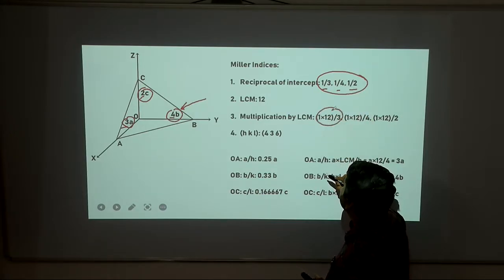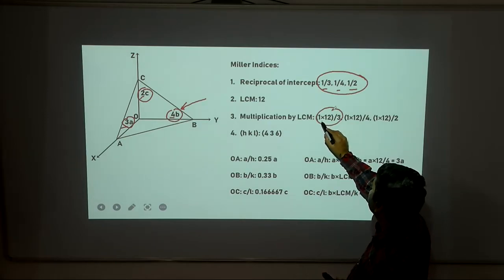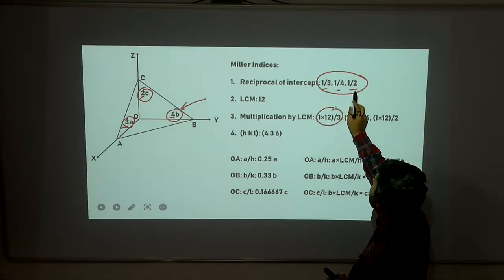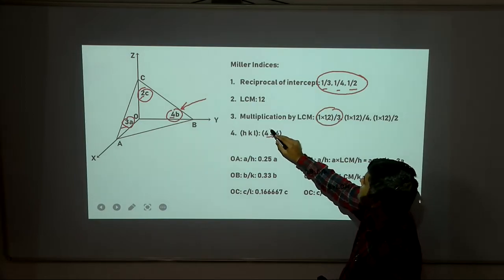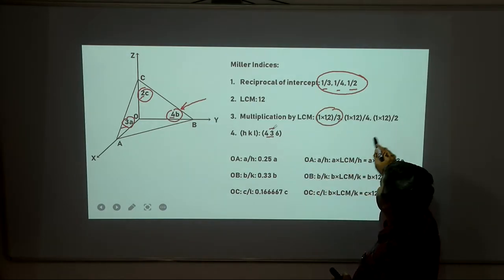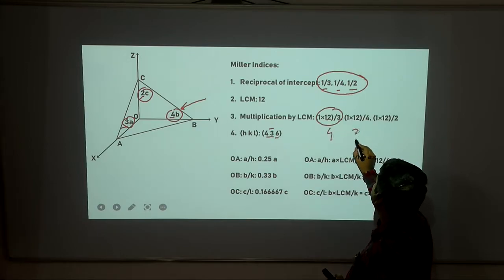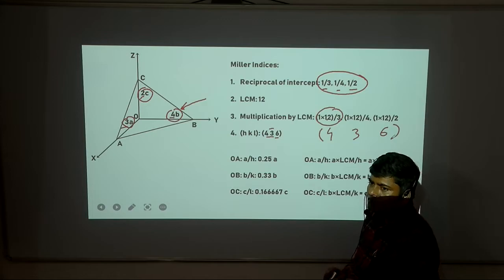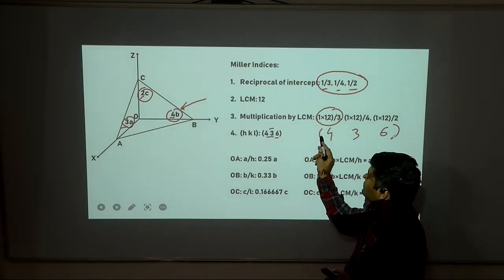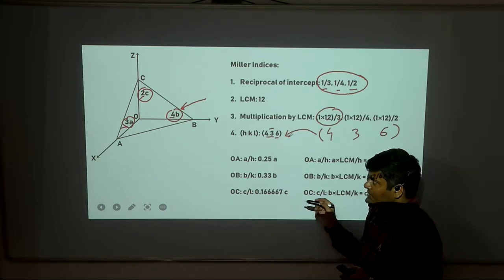So that is the third step that we used to do. By multiplying by 12, the LCM, 12 divided by 3 is 4, 12 divided by 4 is 3, and 12 divided by 2 is 6. So 4, 3, 6, these numbers we have to enclose in brackets, which gives the Miller indices. So 4, 3, 6 are the Miller indices in this case.